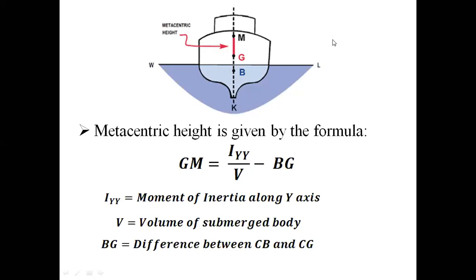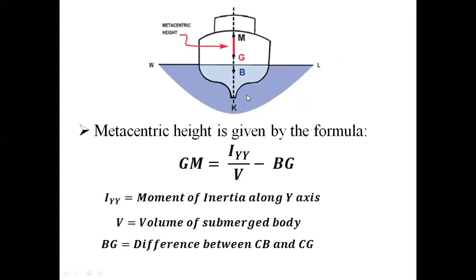For example, in a rectangular object, let us assume the center of gravity is 0.6 meter and the center of buoyancy is 0.4. The difference between the center of gravity and the center of buoyancy is BG. So this is the formula which is used to calculate the metacentric height. As I said, moment of inertia with respect to the y-axis. For example, we know the moment of inertia of a rectangular object with respect to the x-axis is Bd cubed by 12. Similarly, the moment of inertia with respect to the y-axis can be written as dB cubed by 12. And V is the volume of the submerged body and BG is the difference between the center of gravity and center of buoyancy.